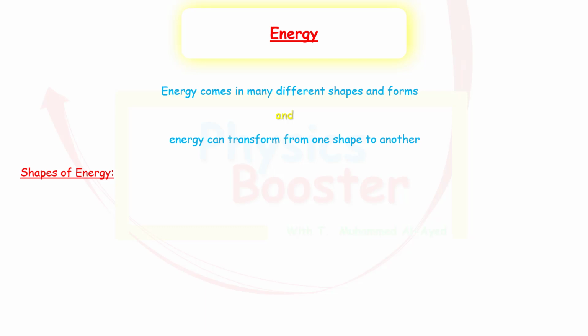And we want to understand how to calculate them or how to find them or where these types of energy can be found. So let's start with the first type of energy, which is the kinetic energy. Now, the kinetic energy is the energy of any moving object. So any moving object has something called the kinetic energy.